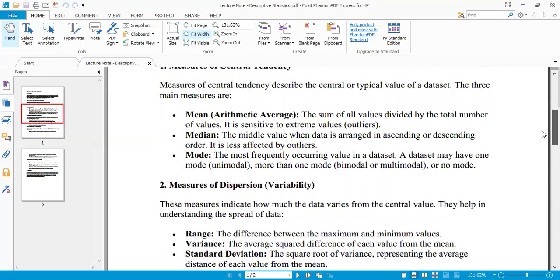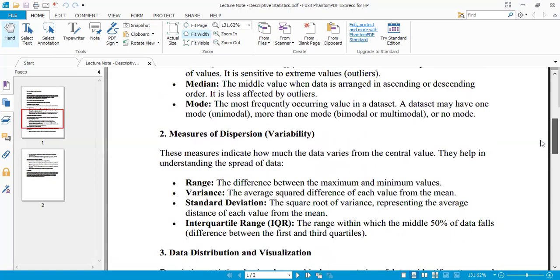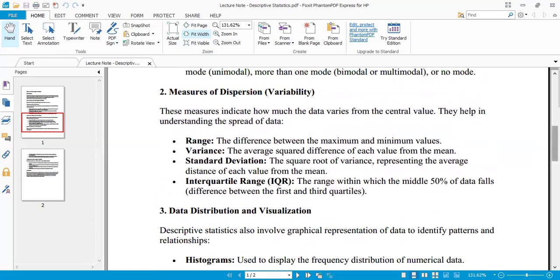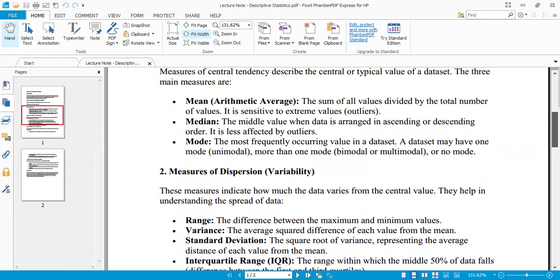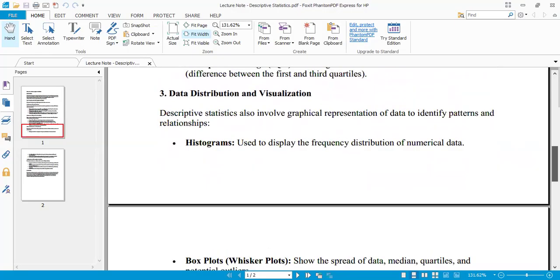Of course, there are other measures. As we get on, we'll talk about other things, like sometimes we use the term measures of position, but generally these are the most important. Now, data distribution and visualization is also an aspect of descriptive statistics. Descriptive statistics also involve graphical representation of data to identify patterns and relationships.